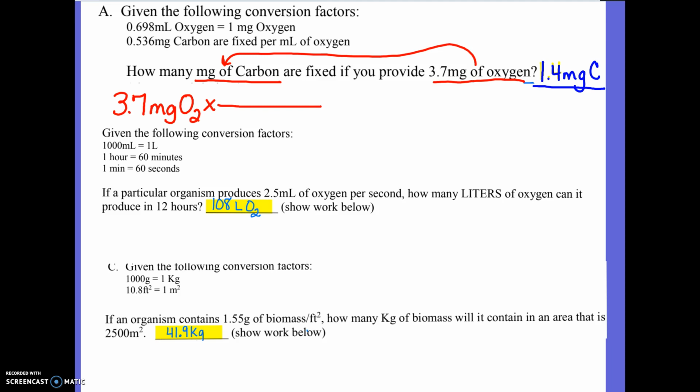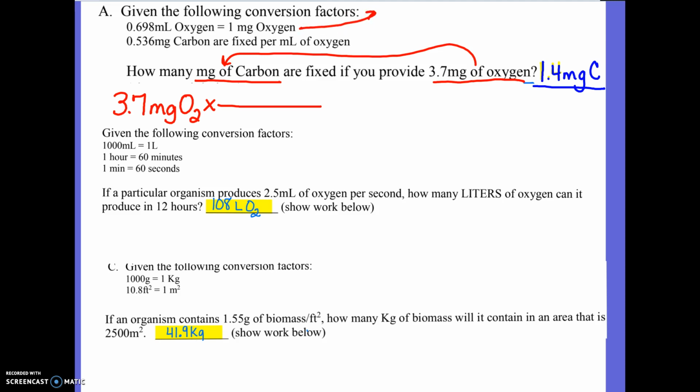Now, to get from milligrams of oxygen to milligrams of carbon, I see two conversion factors. So I need a conversion factor that has milligrams of oxygen in it so that I can cancel that unit and change it. And so I see my first conversion factor here. So 1 milligram of oxygen is equal to 0.698 milliliters of oxygen. So I can put this into a fraction.